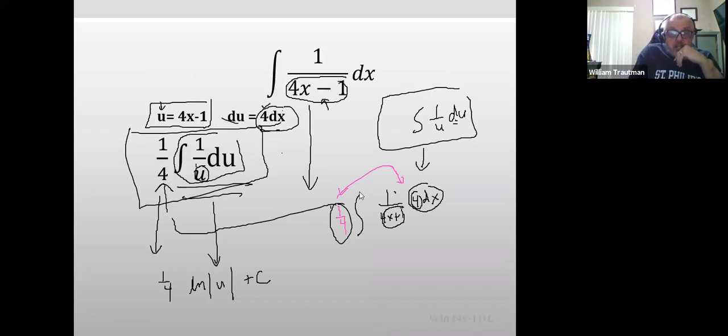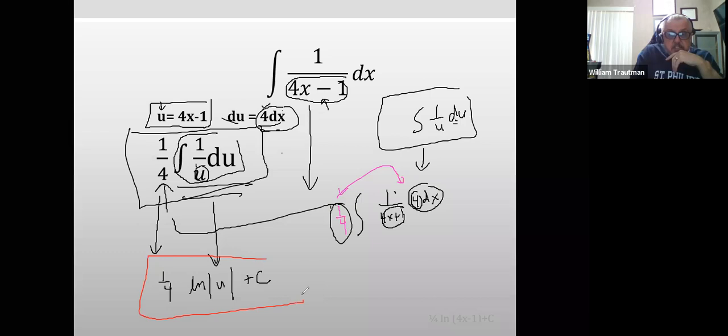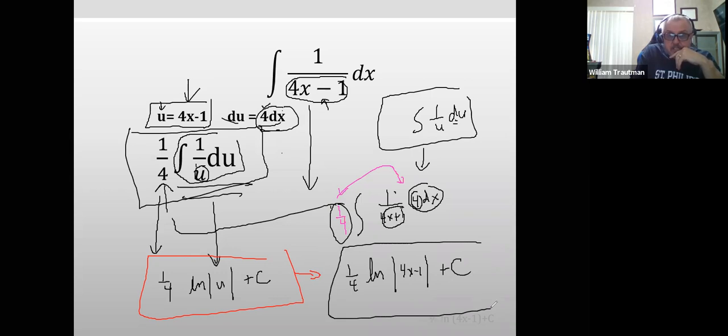So this is our answer down below, but there's a little bit more we need to do. We can't classify this as an answer because we can't have u's in our answer. So our final answer is 1/4 natural log of u, where u happens to be 4x plus 1, plus c. This is the answer that we record. You can't have u's in your final answer, so you have to convert all the u's back to x's.